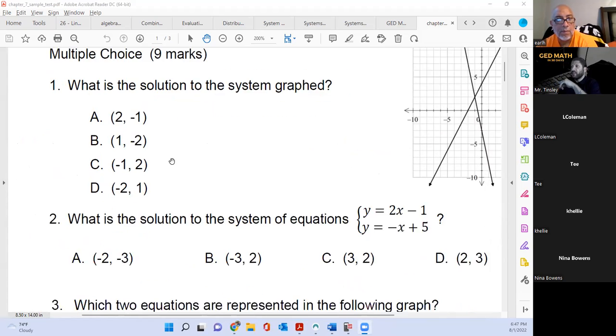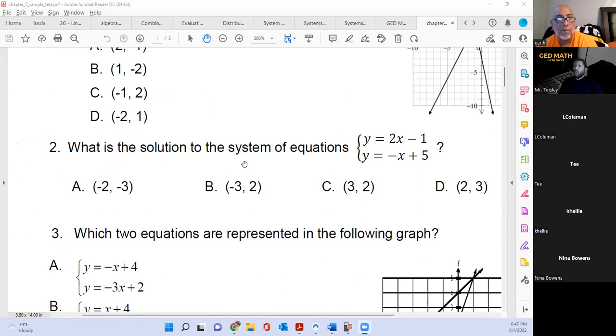Let's look at another one. What is the solution set for the system of equations y equals 2x minus 1, y equals minus x plus 5? A is minus 2, minus 3; B is minus 3, 2; C is 3, 2; D is 2, 3. If you notice, all the digits are very similar. What's the easiest way to solve this system of equations? Should I graph it? I could, but they don't give me a graph.